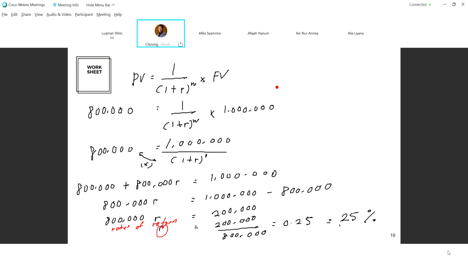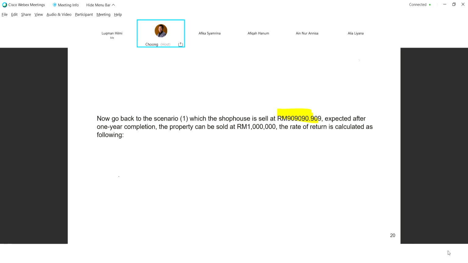Now just give you some ideas about, let's say, let's try this question. It's quite a simple one. Try this question. What will you get? Expected after 1 year completion, the property can be sold at 1 million. What is the rate of return for this project? Let's give it a try.